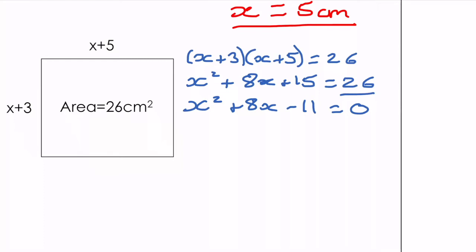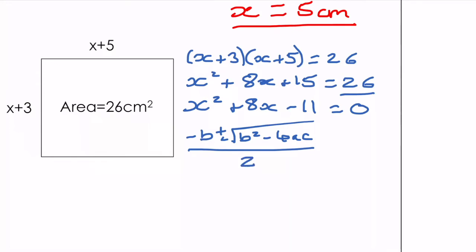Now have a think, does it factorise? Two numbers which multiply to give 11, that's only going to be 1 and 11. Can they somehow make 8 when you add them together? Nope. So it doesn't factorise, we're going to need the formula. Again, I don't have it on this page, so I'm going to write it out. And I would always do this, so I'm not making a mistake. Minus b plus or minus the square root of b squared minus 4ac, over 2a.